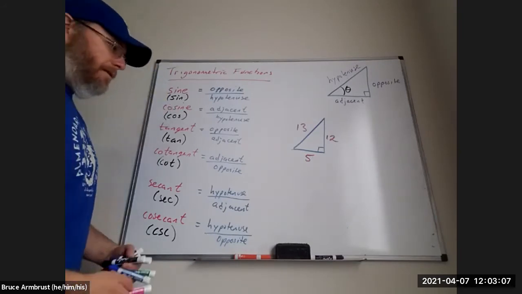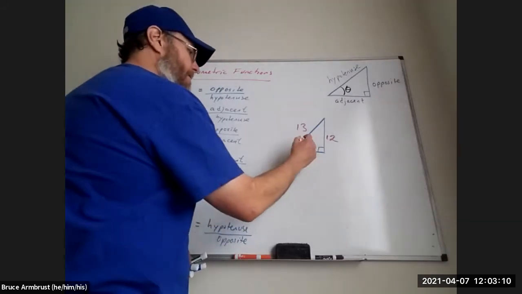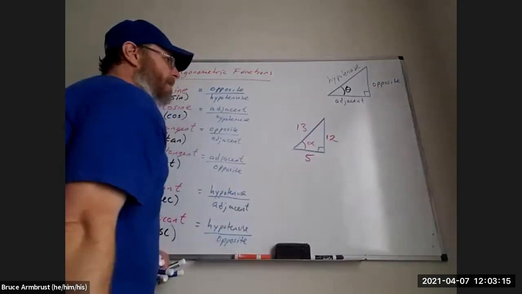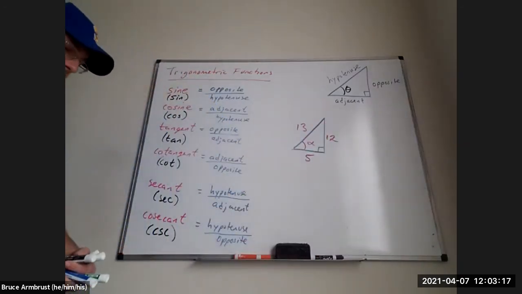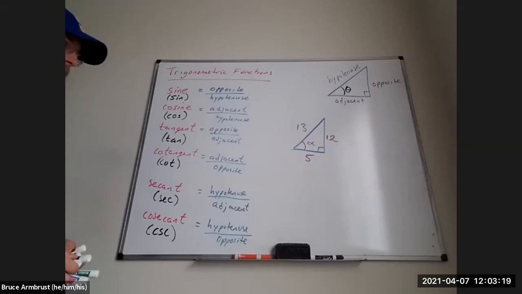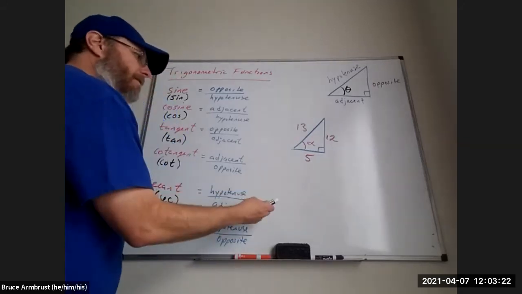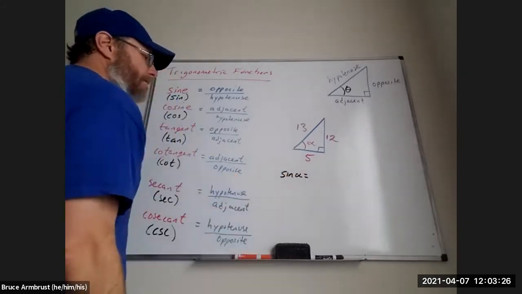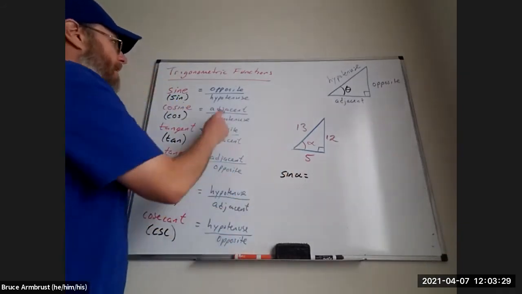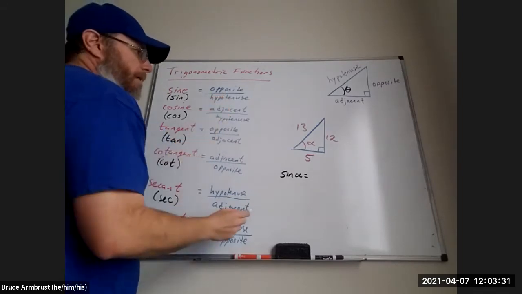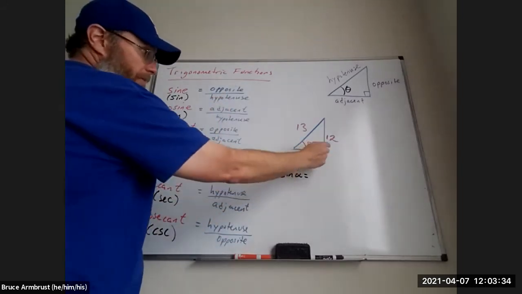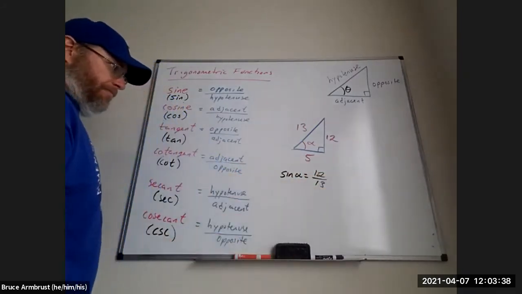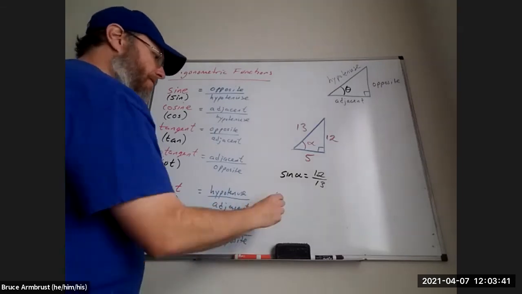All right, so let's specify an angle. Let's call this guy alpha, just for the hell of something different. And let's calculate the 6 trig functions for alpha. All right, so we're going to have sine of alpha. So the sine of alpha is the opposite over the hypotenuse. So the opposite side, opposite alpha is 12. And the hypotenuse is 13. So sine of alpha is 12/13.